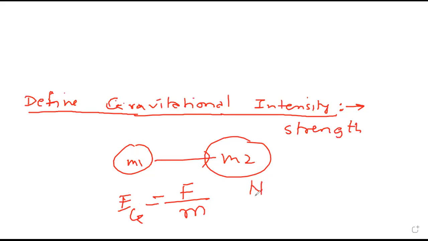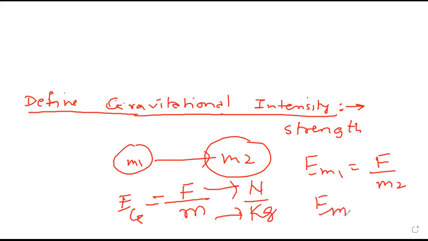What will be the unit? Newton per kg, correct? Force is Newton, mass is kg. So the intensity of M1, can I say, is the force acting on M2, and the intensity of M2 will be the force acting on M1. Not followed? Sir, please repeat. If we want to check the strength of M1, whom will it give force to? M2. So it is the force acting on M2. If it is M2, whom will it give force to? M1. So the force acting on M1. Clear? Yes, sir. Okay. In general it is force upon mass. Right.